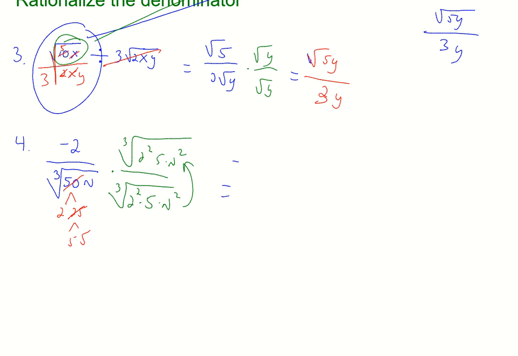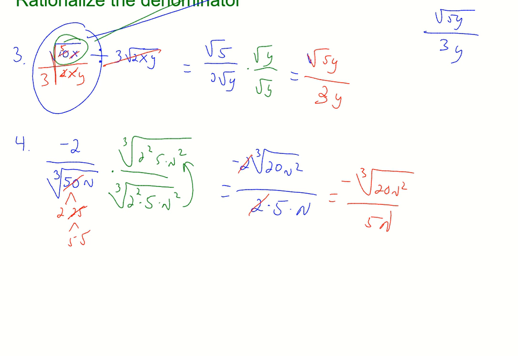What do I have in the top? A negative 2 times the cube root. 2 squared is 4. 4 times 5 is 20. 20n squared. What do I have on the bottom? I get a 2 out for the 3 2's. I get a 5 out for the 3 5's. I get an n out for the 3 n's. I can reduce the 2's, and that's it. What do I have? Negative the cube root of 20 n squared over 5n.